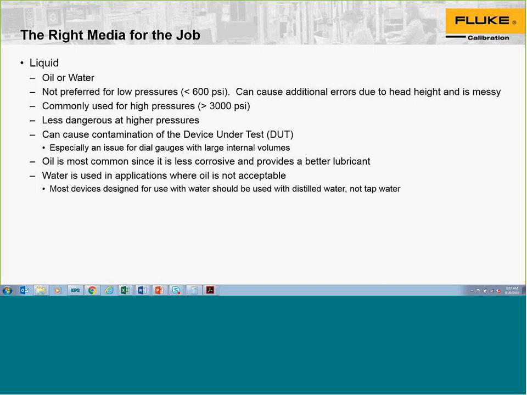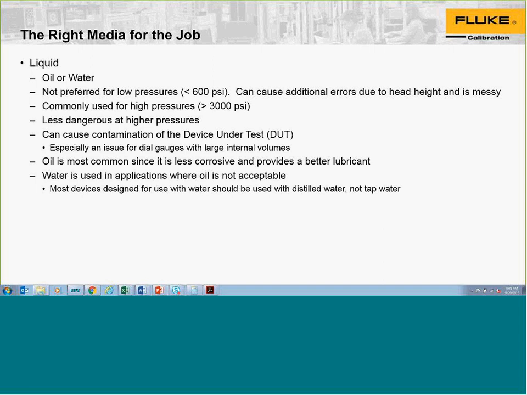It's always safe. It is possible to end up with a dangerous situation even with liquid as the media at high pressures. Always see guidelines and take proper care when working with pressure.